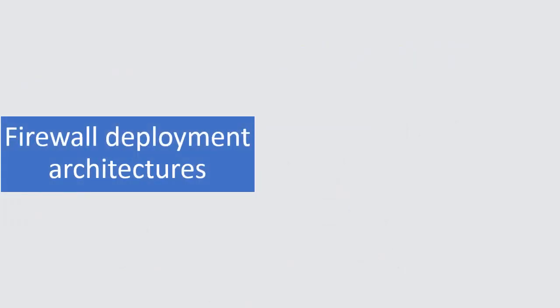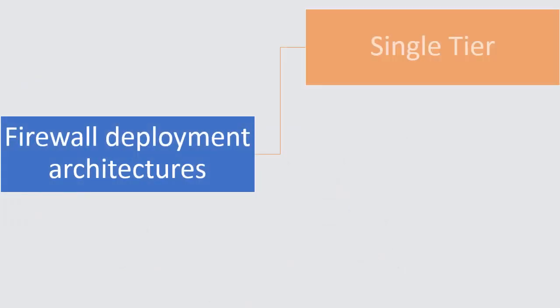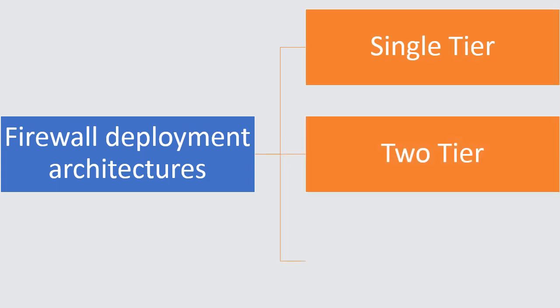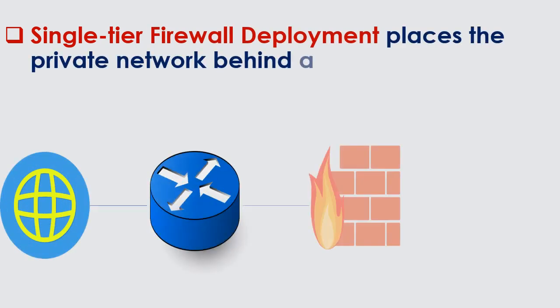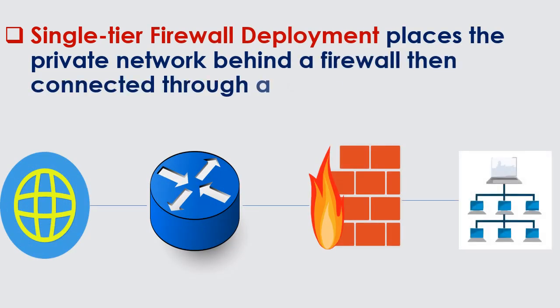Three commonly recognized firewall deployment architectures: single-tier, two-tier, and three-tier. Single-tier firewall deployment places the private network behind a firewall, then connected through a router to the Internet.